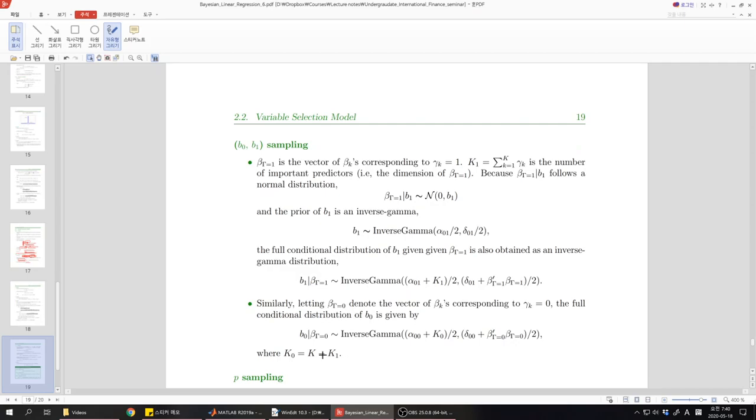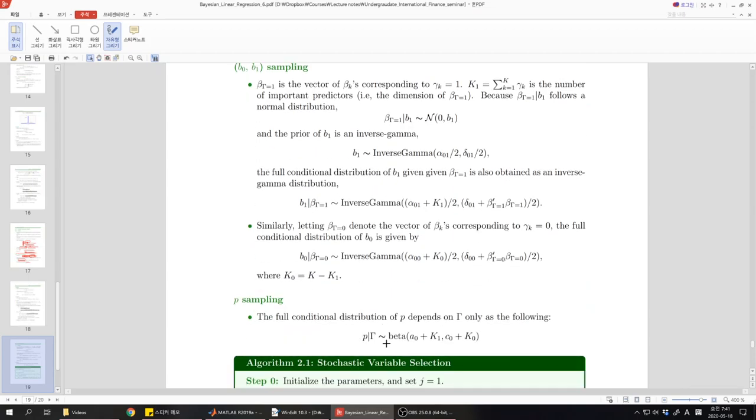What about B0? The only difference is that now we use beta with gamma equals 0, right? This is the vector of the beta k's with gamma k equal to 0, okay. So then gamma k0 is the number of unimportant regressors in the particular sampling iteration, and this is the sum of the squared residuals, okay, right.